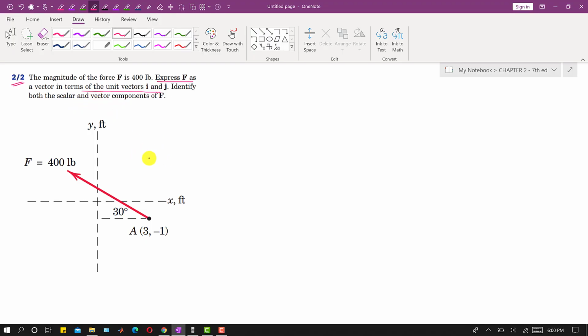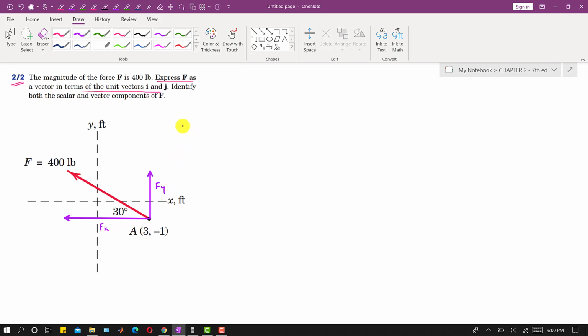Now if we resolve this force F into its components, this force F is making 30 degrees with the horizontal. If I draw the components of this force F, it will have one component acting in the negative x direction like this, and one component acting in the positive y direction like this. This component is parallel to the x-axis, so this is the f of x component, and this is parallel to the y-axis, so this is the f of y component.